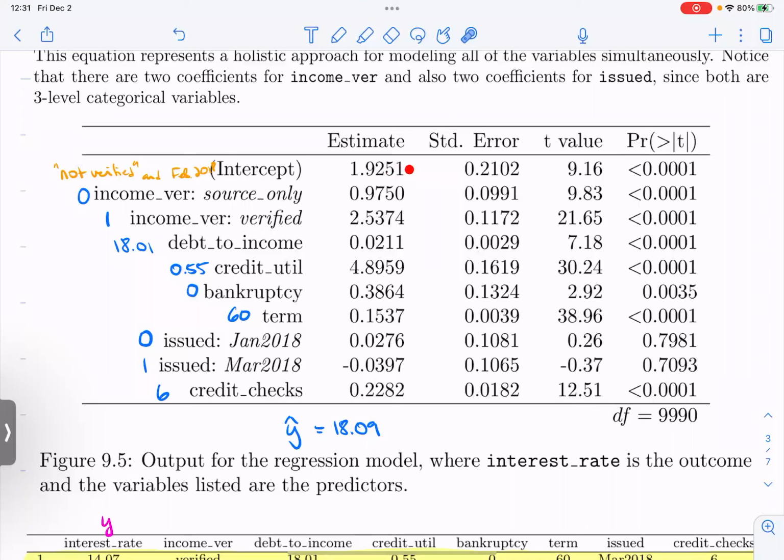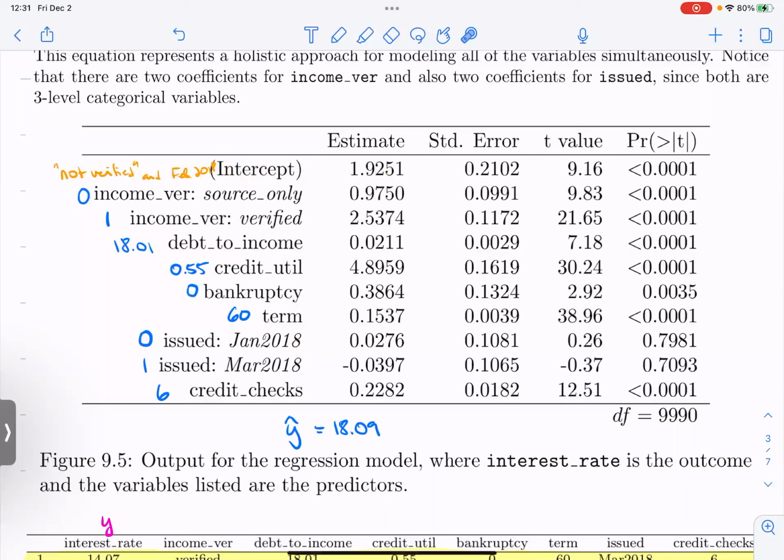Okay, so there where you say not verified and then February 2018, that kind of makes sense to me. How do you decide what is the jumping off point? Like what if it was credit card type and then MasterCard and Visa? So in order to figure out which ones are lumped in here, you would be looking for February 2018 as one of the options, and you would see, oh, it's not here, then it must be the intercept.